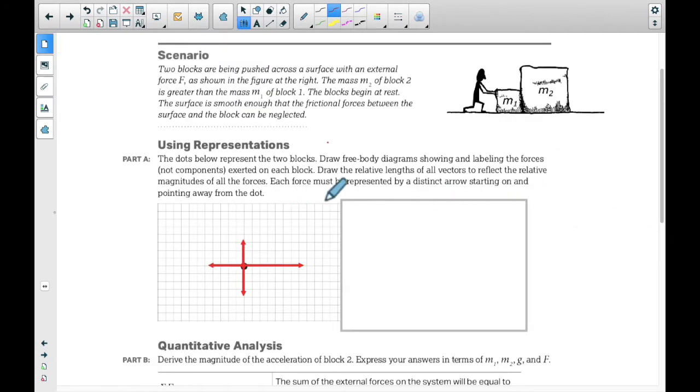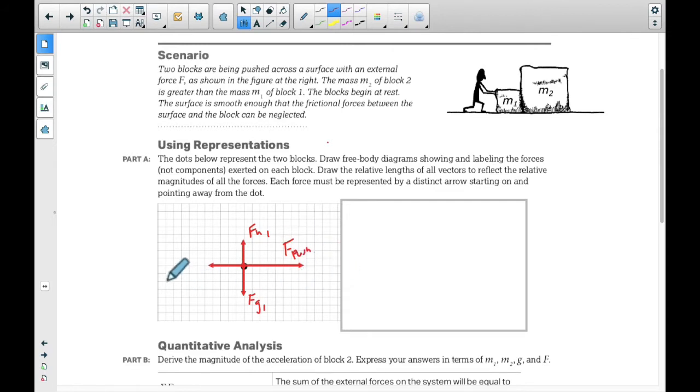So we're going to draw some free body diagrams. This one will correspond to M1 and the other one will correspond to M2. We want to draw the relative lengths of all the vectors to reflect the relative magnitudes. So for M1, this is the force of gravity, and this is the normal force of M1. And then this is the force, and I might call this the push force. So this is the push force that's going on.